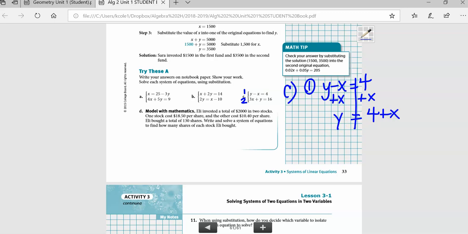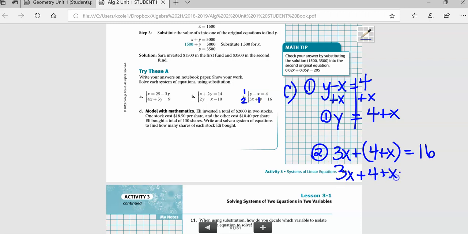Either way, it doesn't matter. This is still equation number 1. You take that and plug it into equation 2. So we have 3x plus, instead of y, I'm plugging in 4 plus x. You can put that in parentheses, but in this case we don't have to because there's not a number in front of y. It's like 1y, so it'd be like distributing a 1, which changes nothing. So that really just drops the parentheses.